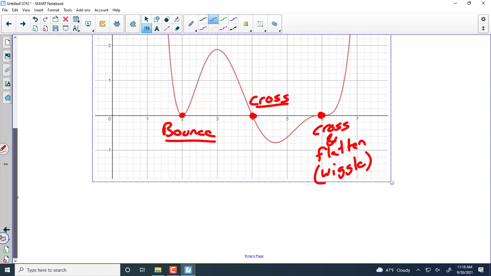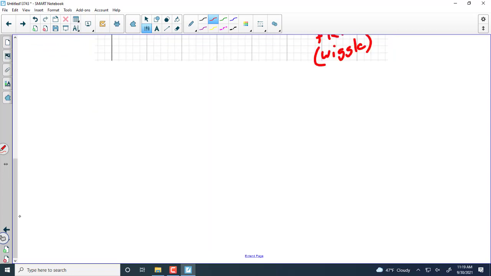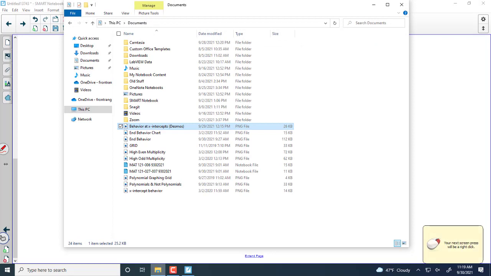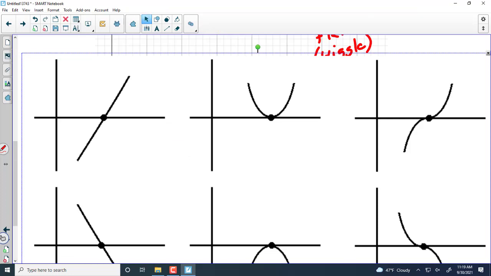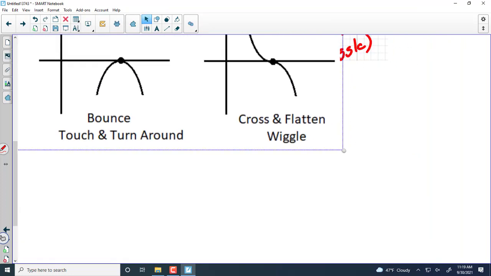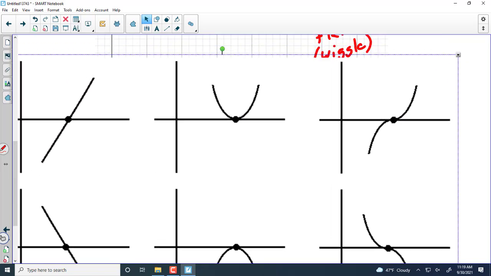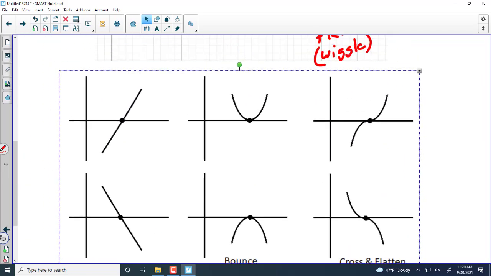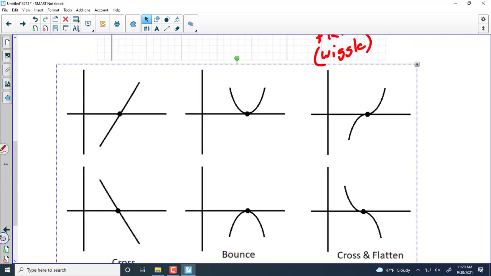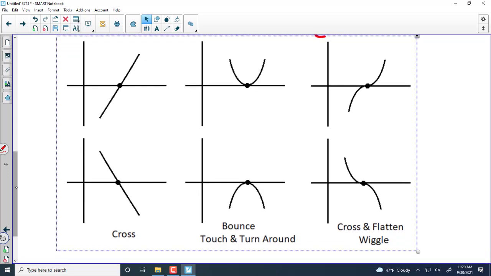So, class, let me show you this. X-intercept behavior, copy. Here's a picture showing all the different behaviors: the cross, the bounce, and the cross and flatten, or the wiggle, whichever you want to call it. I really don't care.